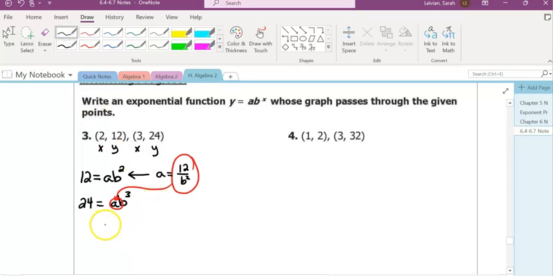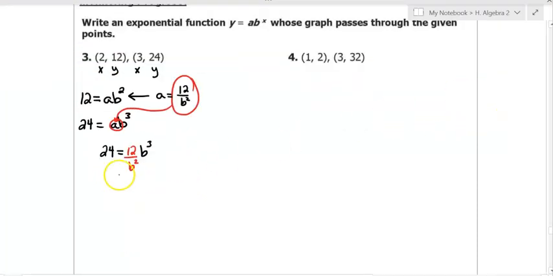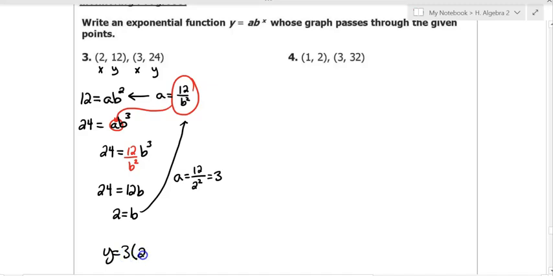So what I have is 24 equals, and then instead of a, I'm going to put 12 over b squared. I'm just substituting that in. All right, so if you simplify that, when you have that b cubed over b squared, that just makes b. And so if you divide by 12, you get that b is 2. Now, once you have that b value, go back up and substitute it in here. So you have 12 over, instead of b squared, you have 2 squared. 12 over 4 is 3. So the a value is 3, so y equals 3, and the b value is 2, so times 2 to the x.